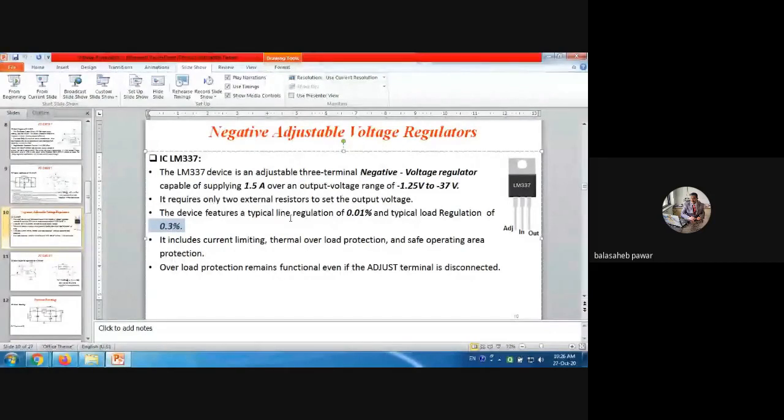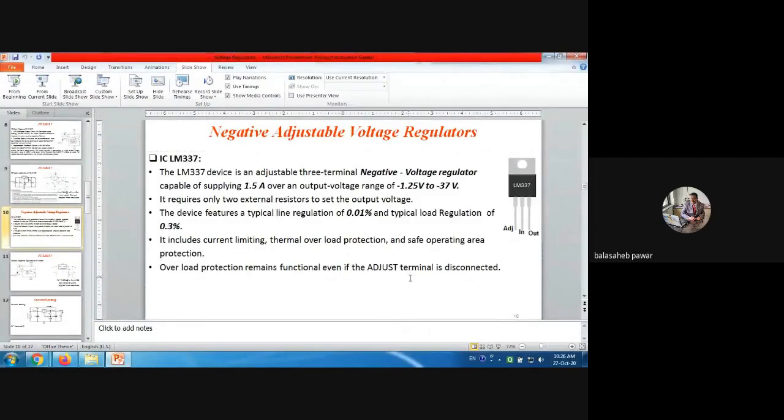Same as that of LM317, it includes current limiting, thermal overload protection, safe operating area protection, etc. That overload protection remains functional even if the adjustable terminal gets disconnected from the implemented circuit.